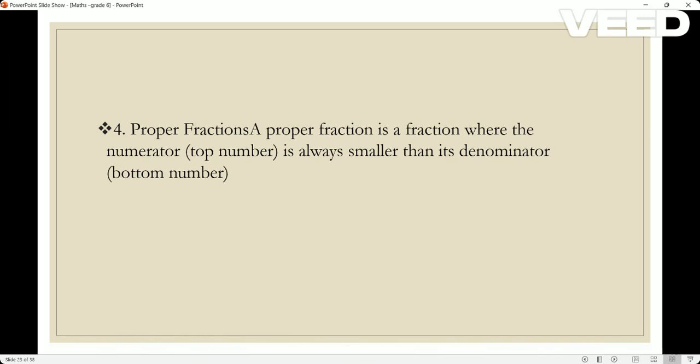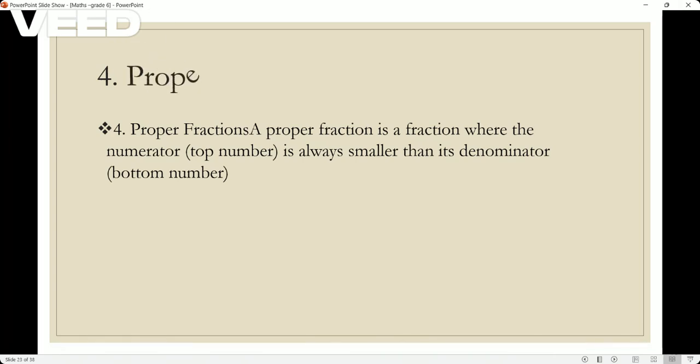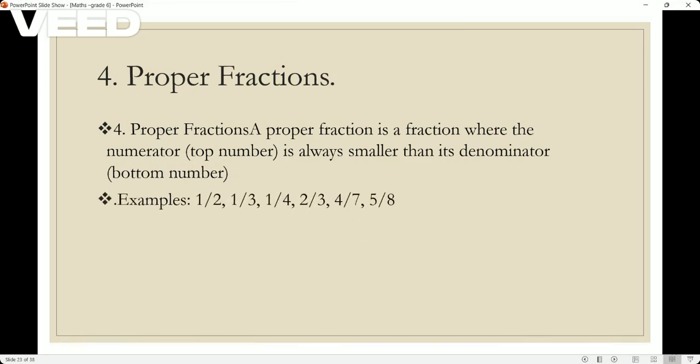They have clearly mentioned here that the denominator should be larger than the numerator. That means the numerator is always smaller than its denominator. The denominator is the bottom number, the numerator is the top number. So this is the example for proper fractions, the definition I told you.